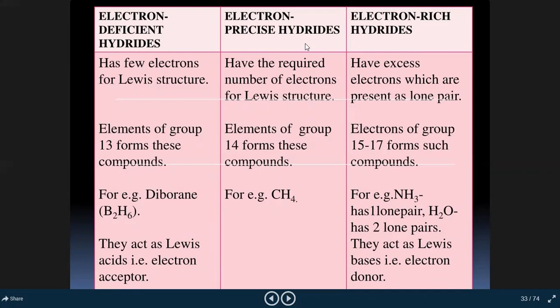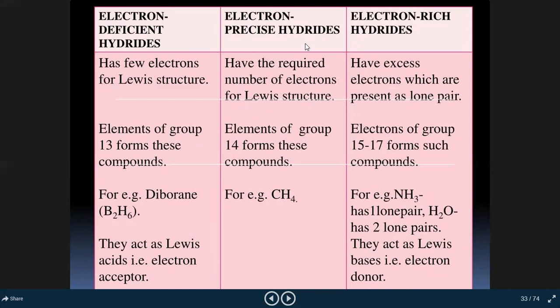Elements of group 13 form these hydrides. So group 13 elements specifically form these types of hydrides. For example, diborane B2H6. This is the hydride which is considered as electron deficient. They act as Lewis acids, like electron acceptors. They have the capability to accept.